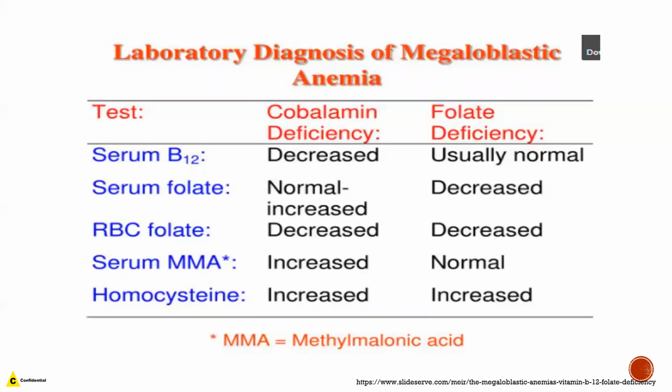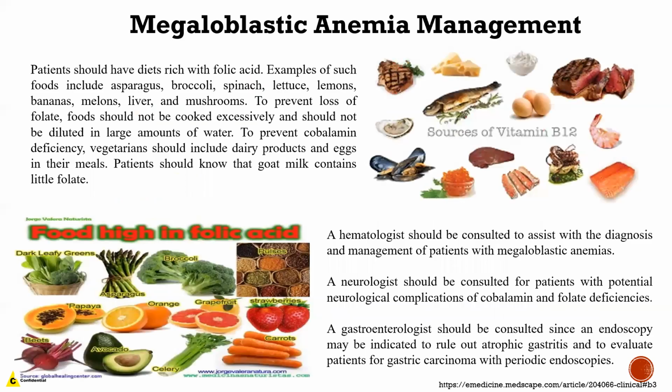If we compare cobalamin and folate deficiency, we will see that the difference is in the folate levels. In folate deficiency, of course, they are decreased. In cobalamin deficiency, they are normal or tend to increase. Serum methylmalonic acid is increased in cobalamin deficiency anemia, but normal in folate deficiency anemia, as all other parameters except serum B12 and folate levels are the same.